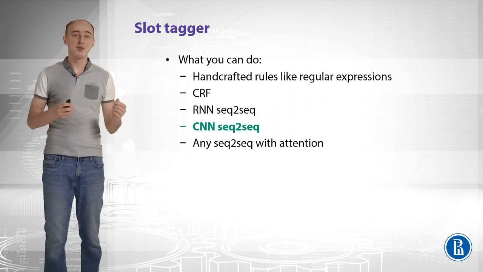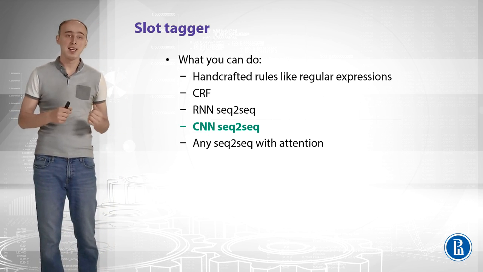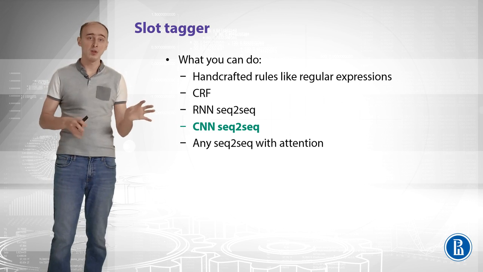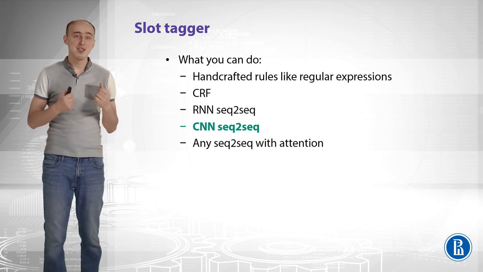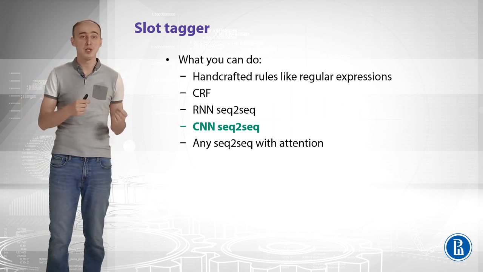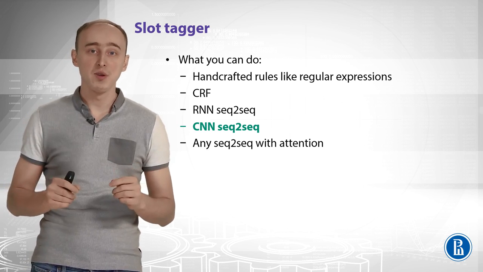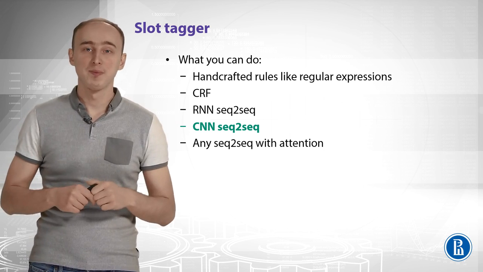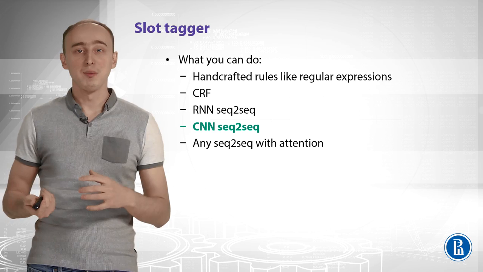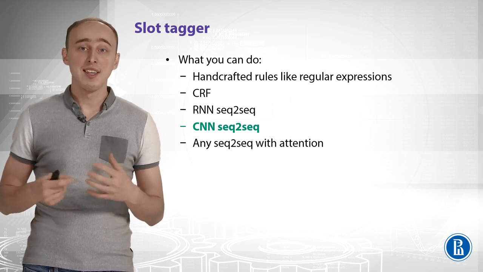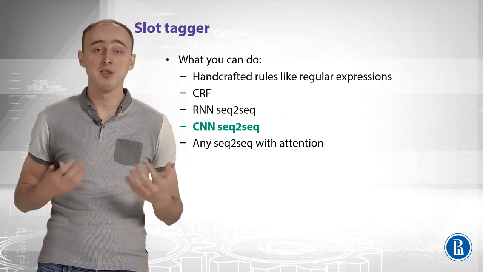You can use conditional random fields, that is a rather classical approach, or you can use an RNN sequence-to-sequence model when you have an encoder and decoder. And a funny fact is that you can still use convolutional networks for a sequence-to-sequence task as well. And you can add attention to any of these models, any sequence-to-sequence model. In the next slide, I want to overview the convolutional sequence-to-sequence model because it gains popularity because it works faster and sometimes it even beats RNN in some tasks.